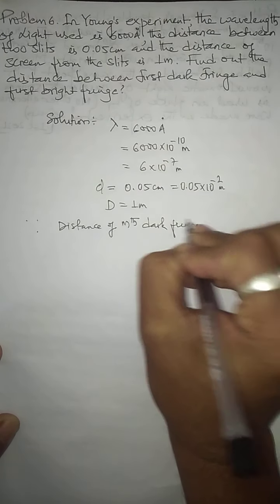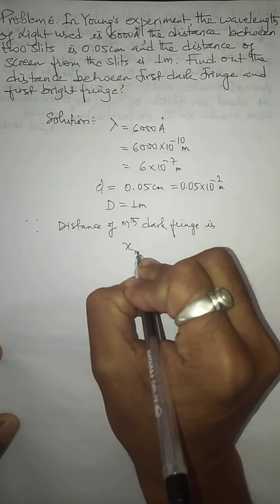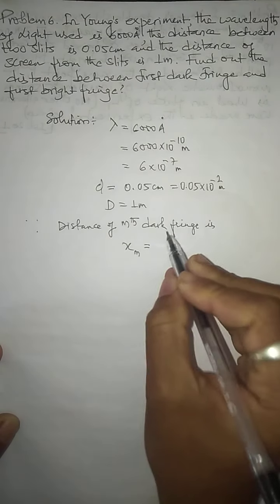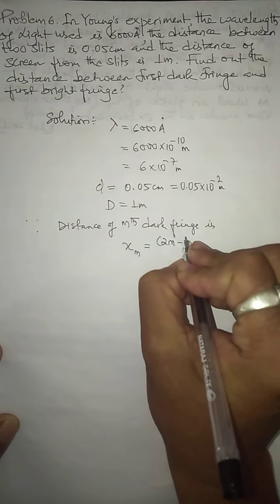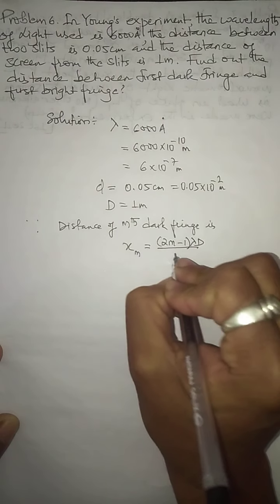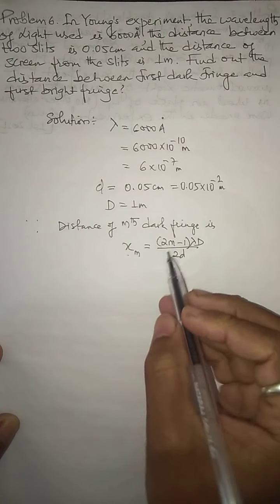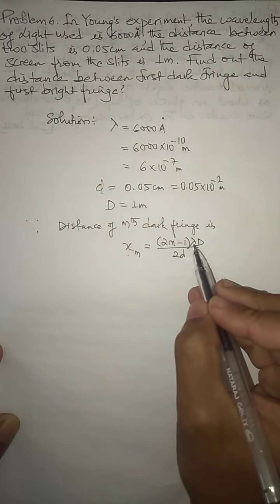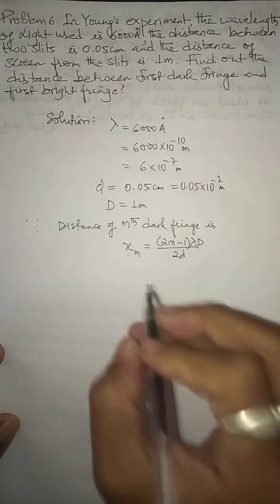The distance of the mth dark fringe is given by xm equals (2m minus 1) lambda D by 2d. Children, we have done this part also. Xm is the distance of the mth dark fringe, which equals (2m minus 1) lambda D by 2d. This is the formula I use. Then after that we have to find it for the bright fringe also. Now let me substitute the values.